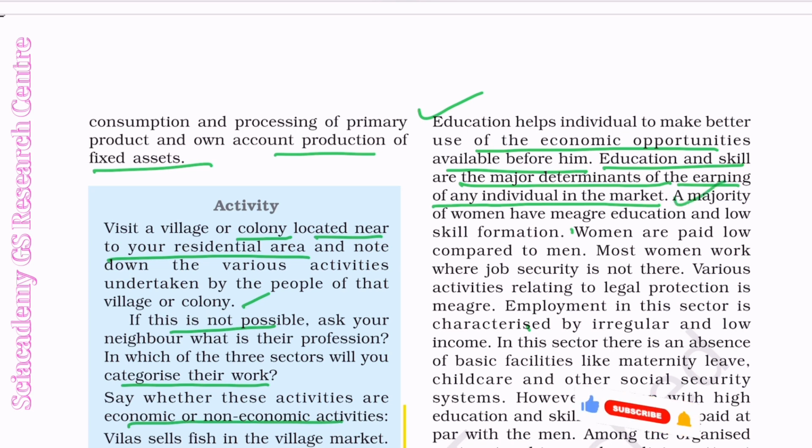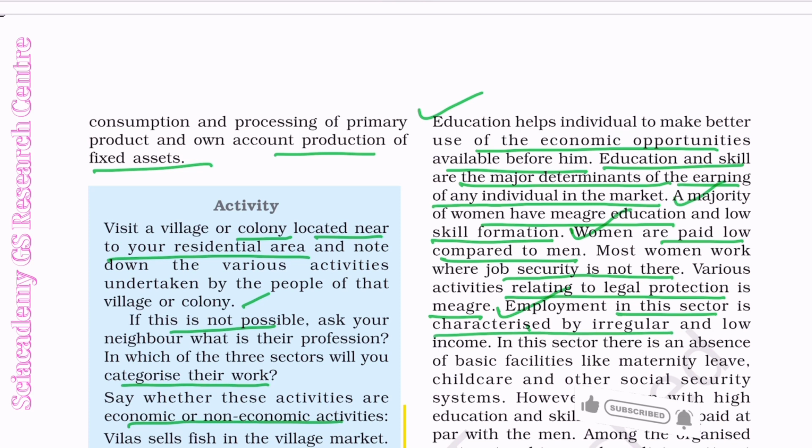A majority of women have meager education and low skill formation. Women are paid low compared to men. Most women work where job security is not there. Legal protection is meager. Employment in this sector is characterized by irregular and low income. In this sector, there is an absence of basic facilities like maternity leave, child care, and other social security systems.